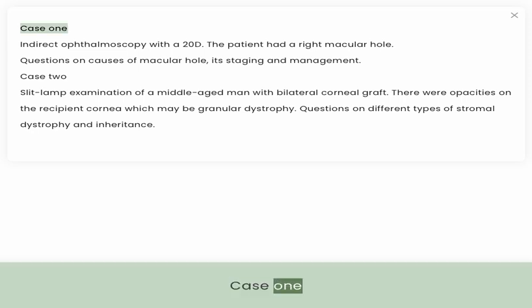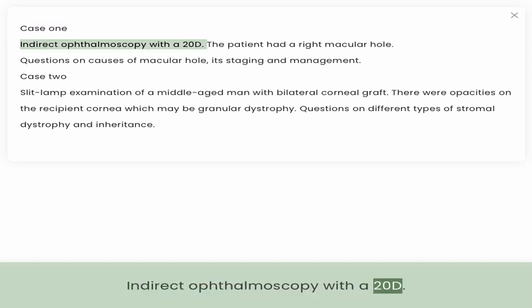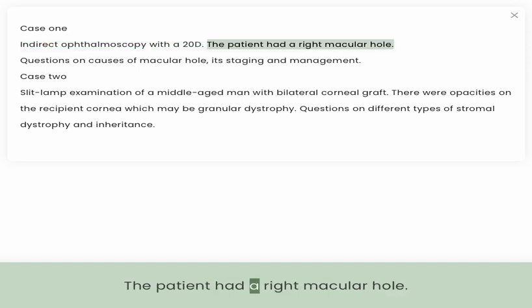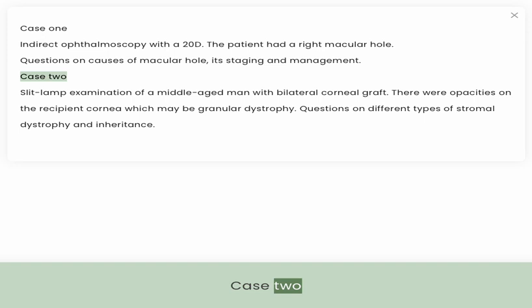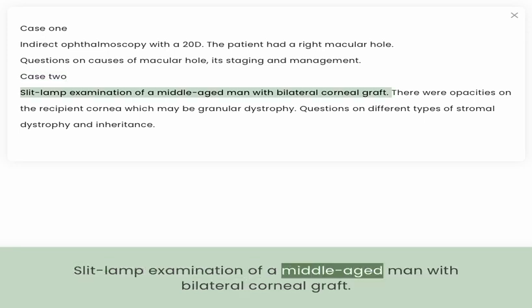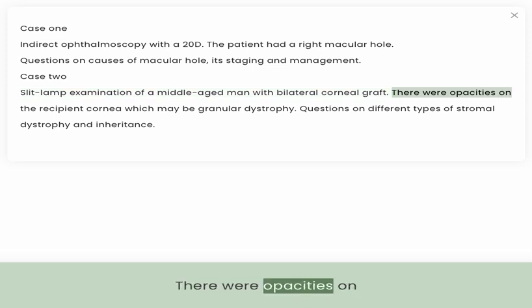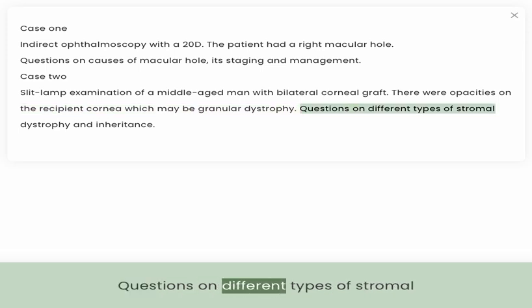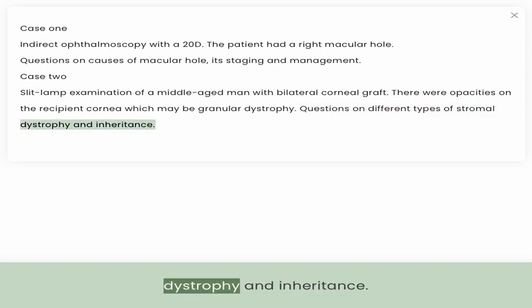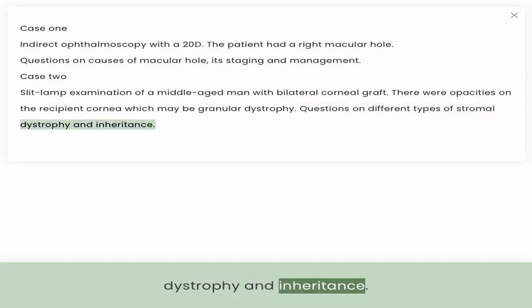Case 1. Indirect ophthalmoscopy with a 20D. The patient had a right macular hole. Questions on causes of macular hole, its staging and management. Case 2. Slit lamp examination of a middle-aged man with bilateral corneal graft. There were opacities on the recipient cornea which may be granular dystrophy. Questions on different types of stromal dystrophy and inheritance.